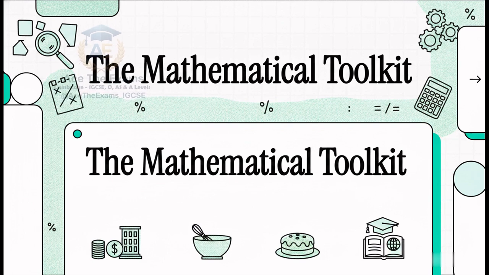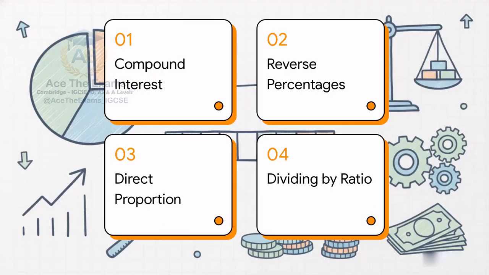By the end of this, everything from calculating massive financial loans to baking the absolute perfect batch of cakes is going to feel like second nature. Let's get into it. Okay, here's our agenda for today. We are equipping you with 4 heavy-hitting mathematical tools. We'll start with the magic of compound interest, then unlock reverse percentages, move on to solving direct proportion, and finish up with dividing quantities by ratio.